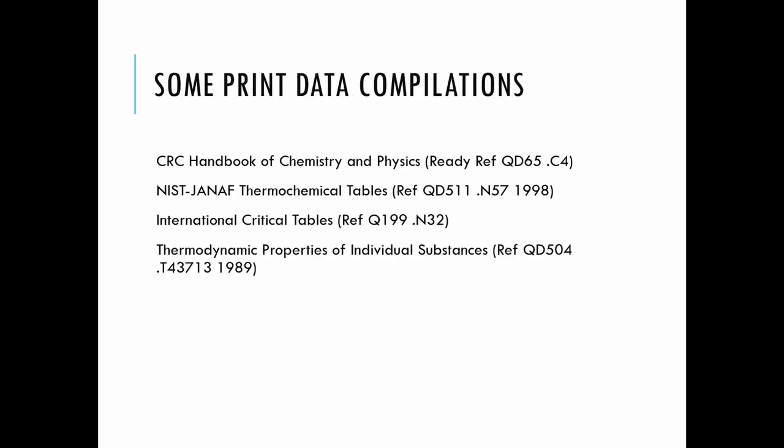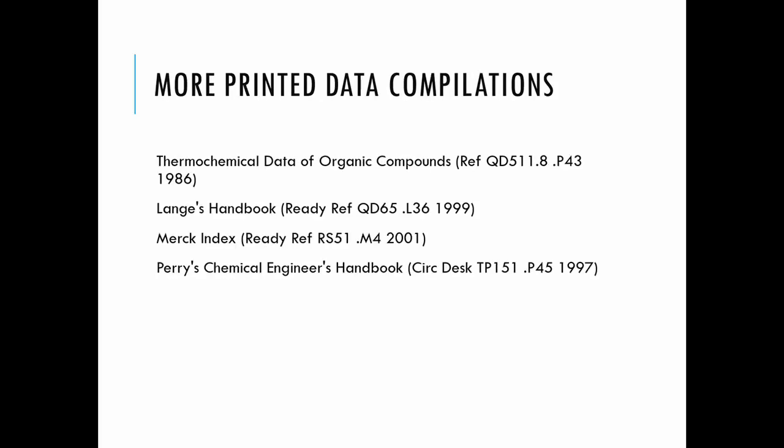Okay, and here is an example of some print data compilations. The CRC Handbook of Chemistry and Physics. That's been around for over 100 years. I remember I used that back in high school. And a few others listed here with the call number where the source is physically located in the NJIT library.